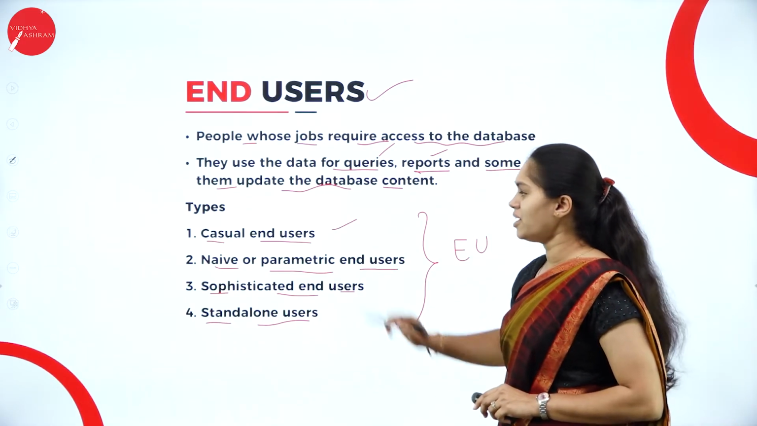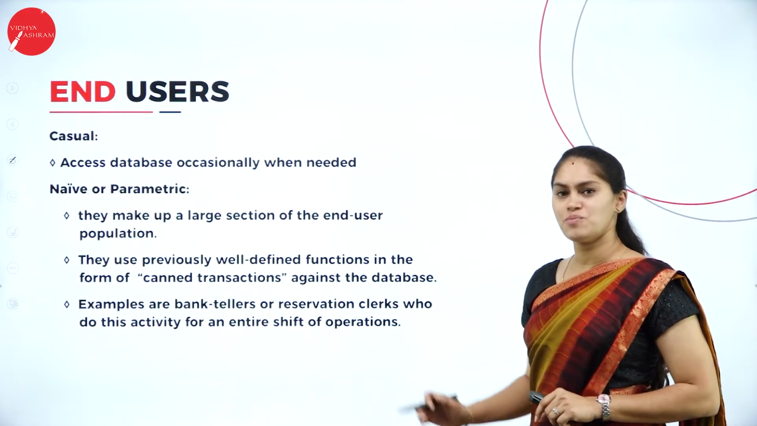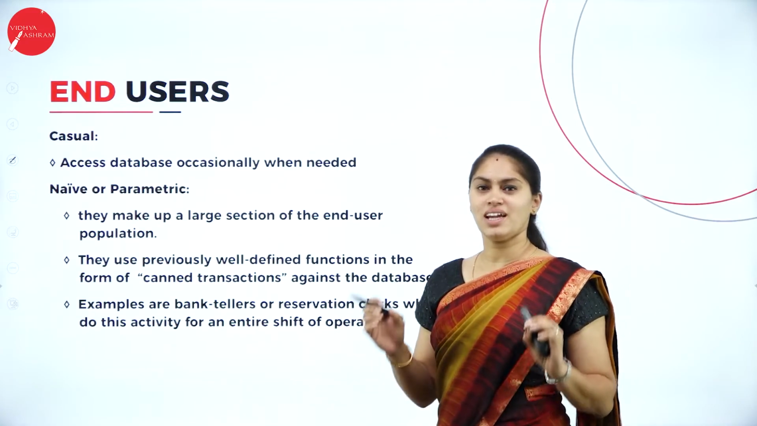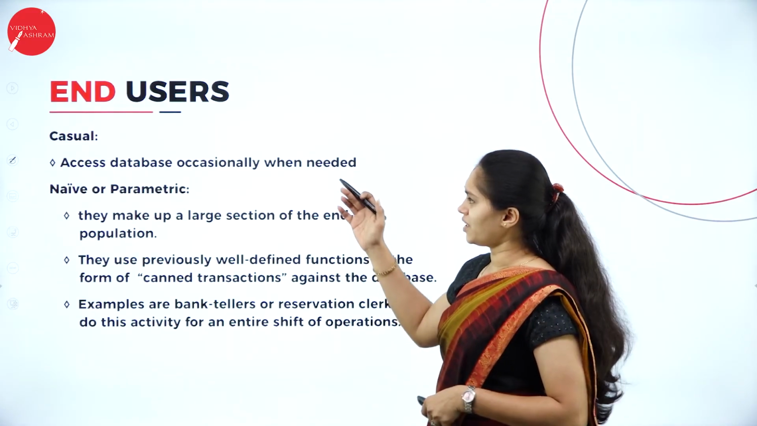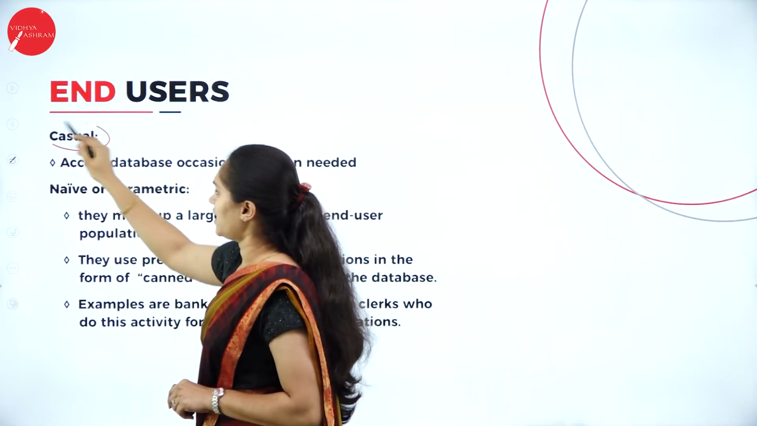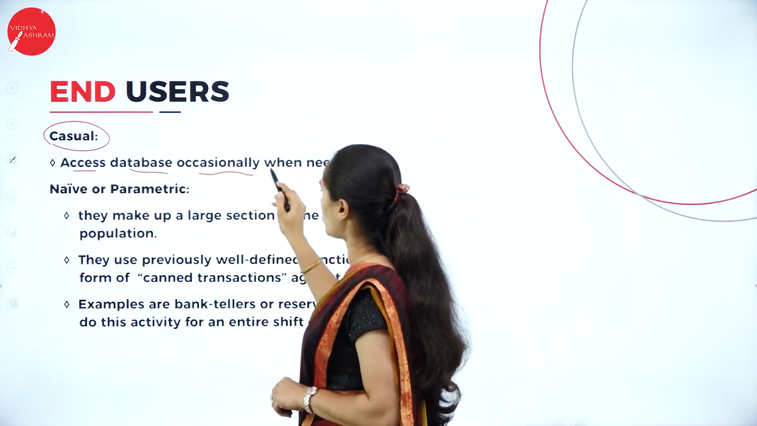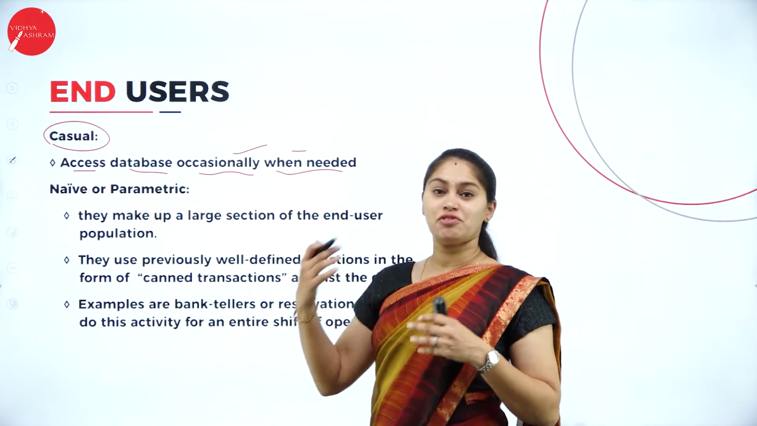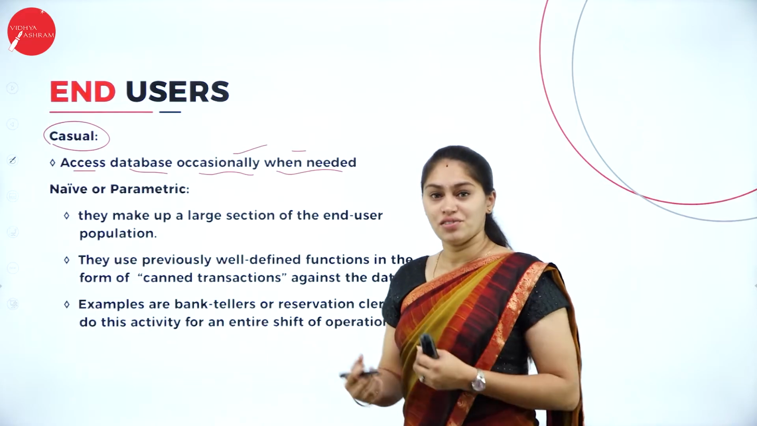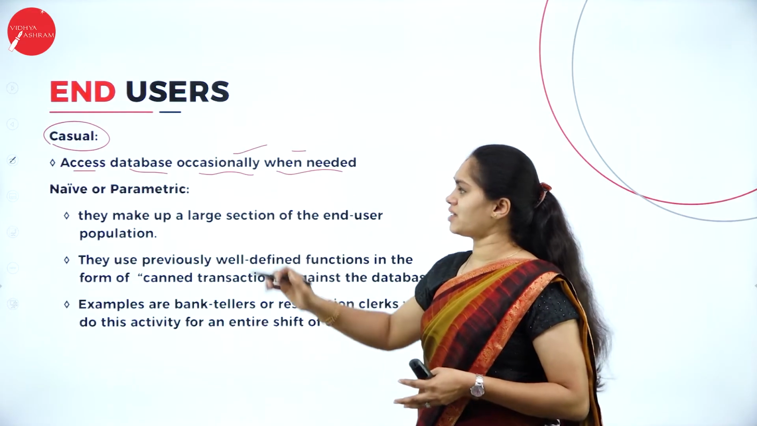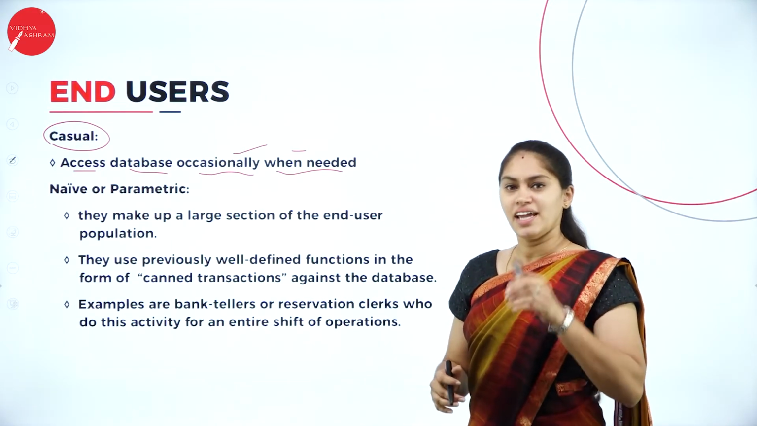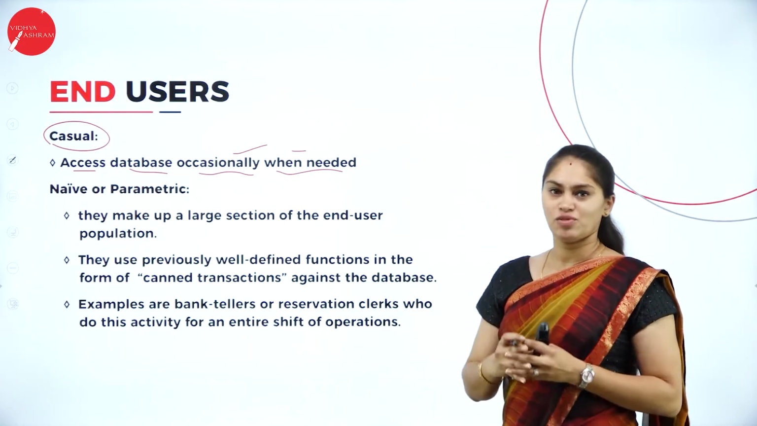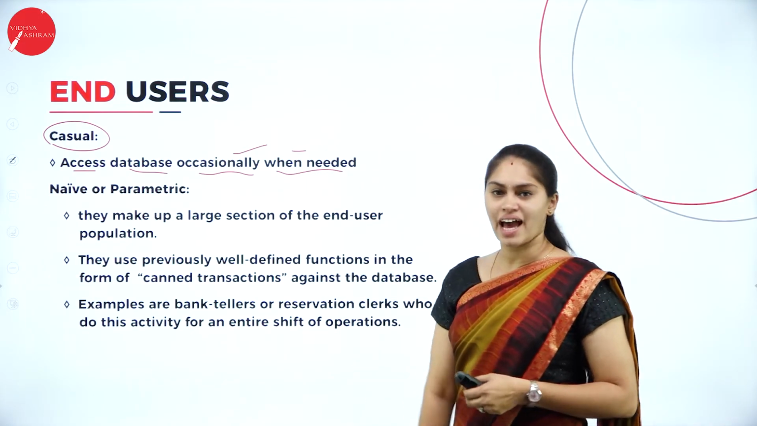We'll see the first type, casual end users. They are not using the database regularly. They come and use it for an occasional purpose. Casual end users access the database occasionally when they need it, and they will come up with a different perspective or a different usage each time. When they use this database occasionally, each time they will come up with different properties and different information. That is regarding casual end users.